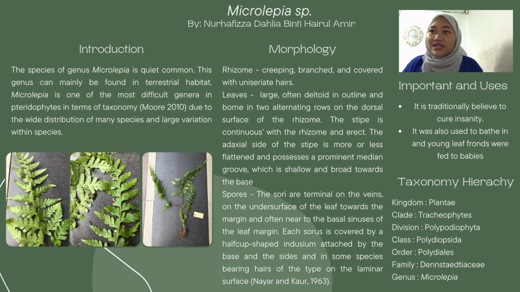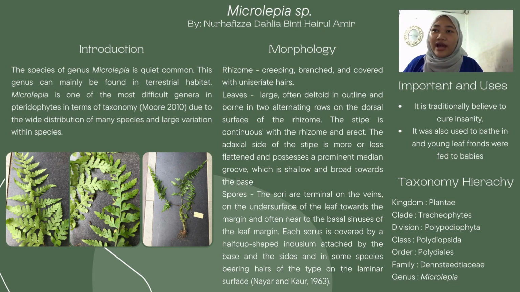The leaf is large, often deltoid in outline and borne in two alternating rows on the dorsal surface of the rhizome. The tip is continuous with the rhizome and erect. The axial side of the tip is more or less flattened and possesses a prominent median groove which is shallow and broad towards the end.